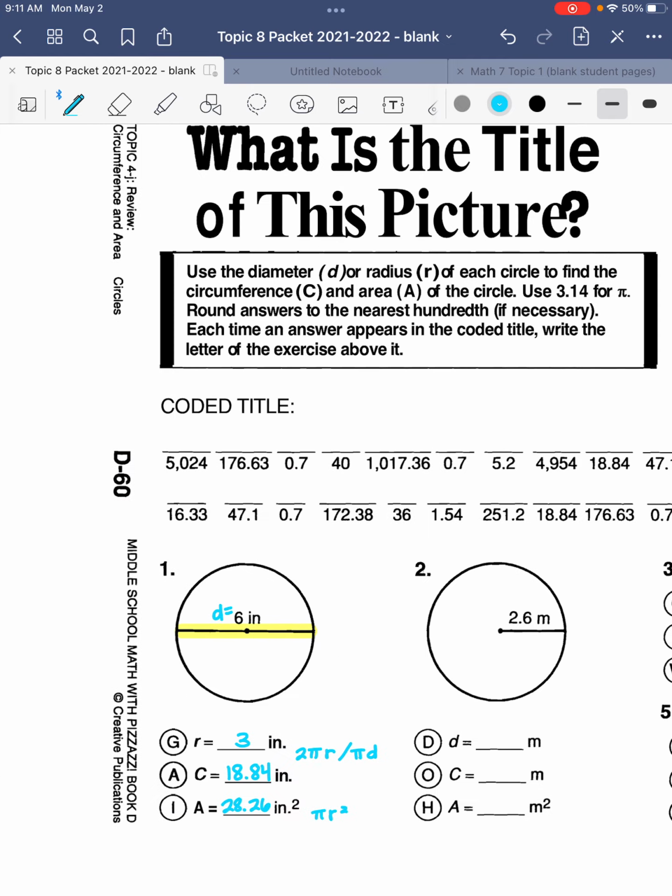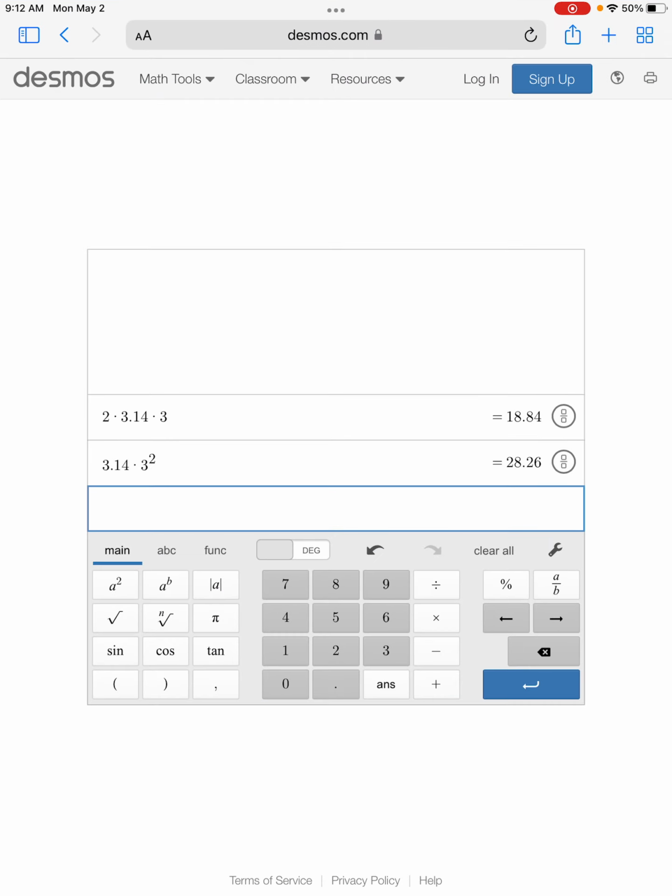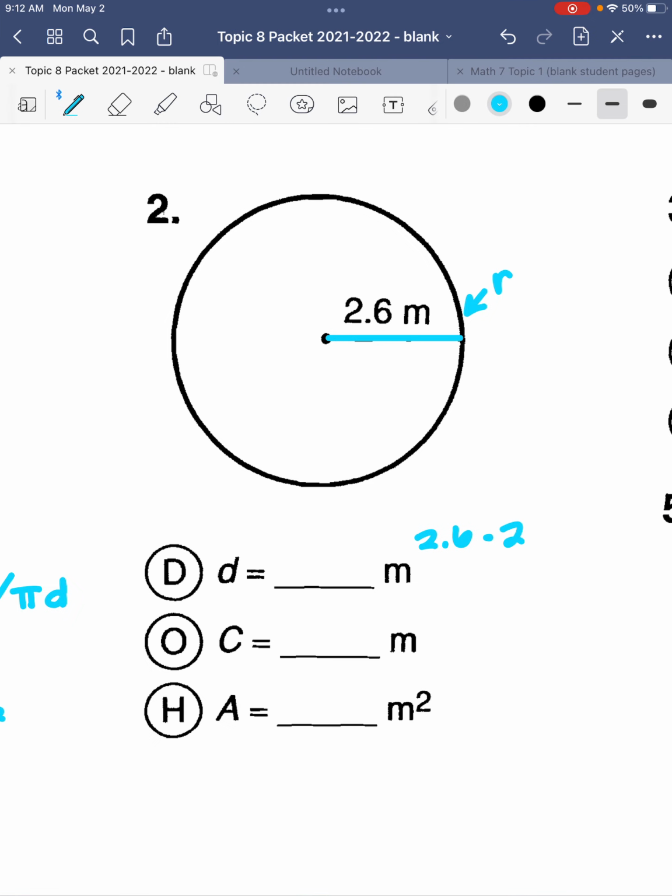Okay, let's move on to number 2. So this time I have a circle, and I have a line that's given to me that goes from one edge to the center. I call that a radius, right? So how do I find the diameter that would go from one edge through the center to the other edge? Well, it would just be 2 radiuses. So to find my diameter, I'm just going to take 2.6, my radius, and multiply that times 2. So 2.6 times 2 is going to be 5.2. Yep. So I've got 5.2 as my diameter.